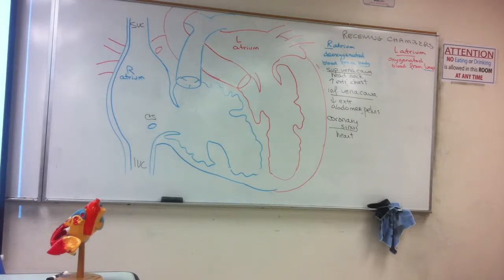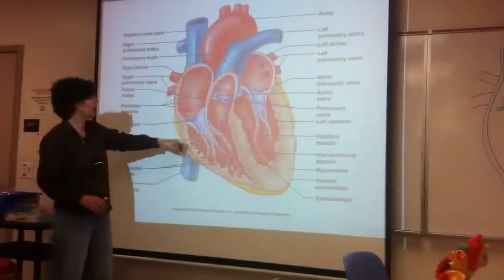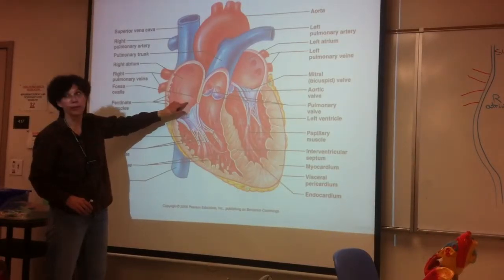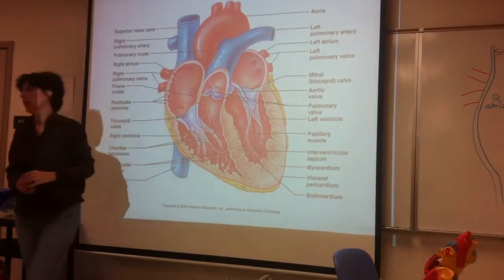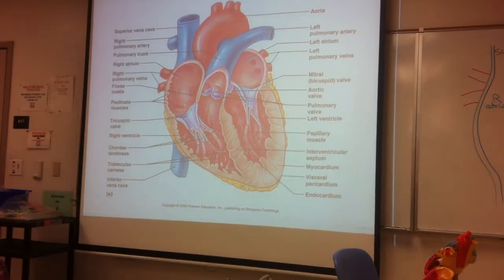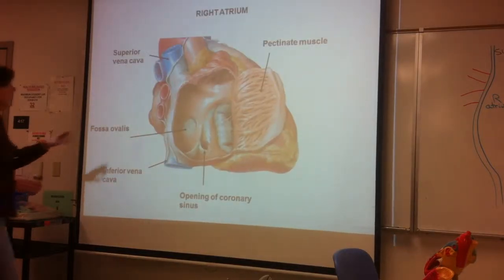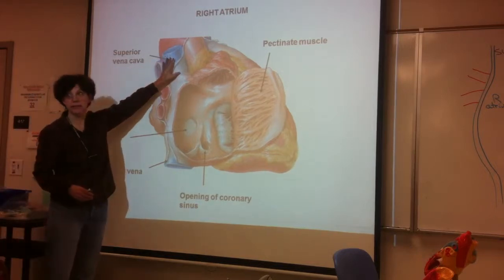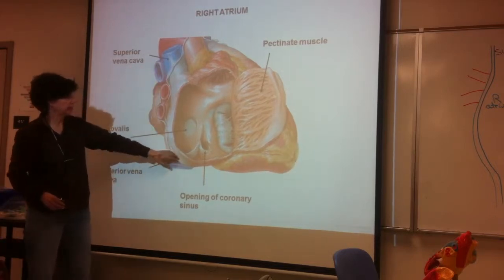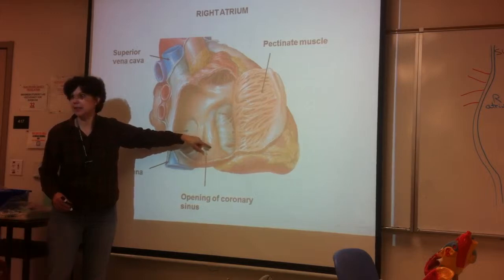So if we look at this diagram of a heart, here's the superior vena cava, inferior vena cava, and it's not showing the coronary sinus, but it would be right here. Okay. When we look at just the right atria, this is from Netter's. So here's superior vena cava, here's inferior vena cava, and here's the coronary sinus opening.